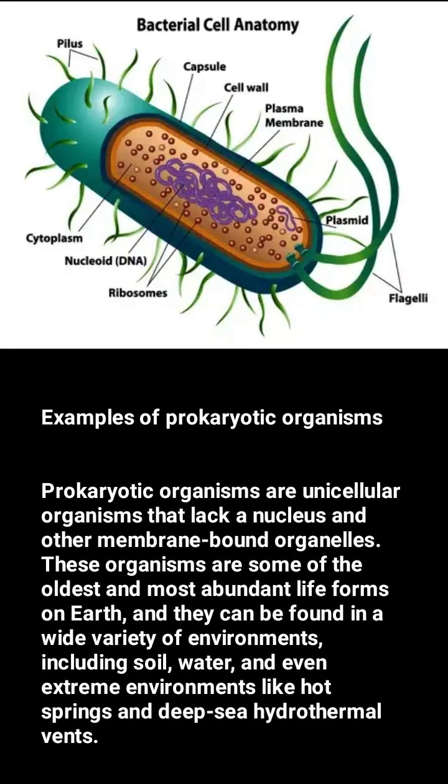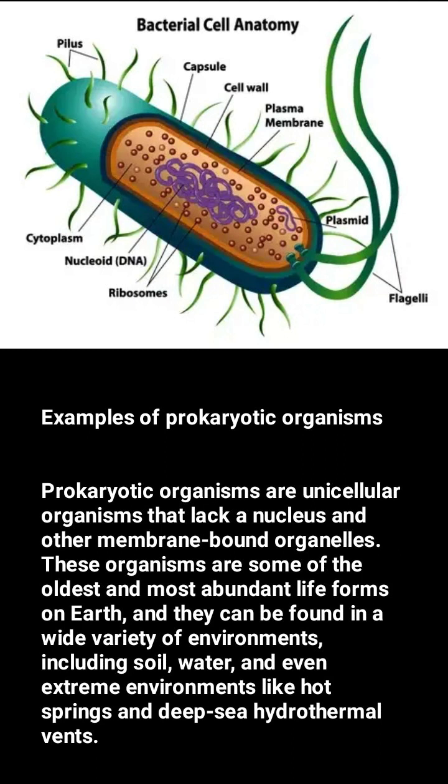Examples of prokaryotic organisms. Prokaryotic organisms are unicellular organisms that lack a nucleus and other membrane-bound organelles. These organisms are some of the oldest and most abundant life forms on Earth, and they can be found in a wide variety of environments, including soil, water, and even extreme environments like hot springs and deep-sea hydrothermal vents.